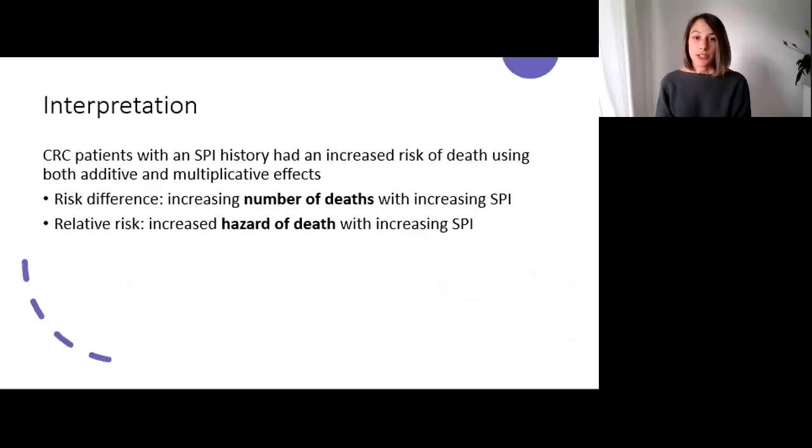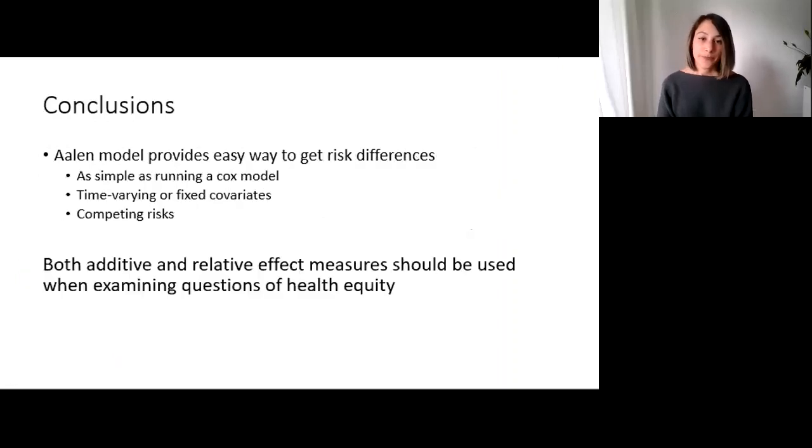So overall, the interpretation of this, we can say that colorectal cancer patients with a severe psychiatric illness had an increased risk of death using both additive and multiplicative scales. And here, the risk difference represented an increasing number of deaths with increasing severe psychiatric illness, and the relative risk represented increased hazard of death with increasing psychiatric illness. And you can see that by talking about the number of deaths with the risk difference, we're able to provide some concrete numbers that policymakers can really understand when they're looking at these numbers.